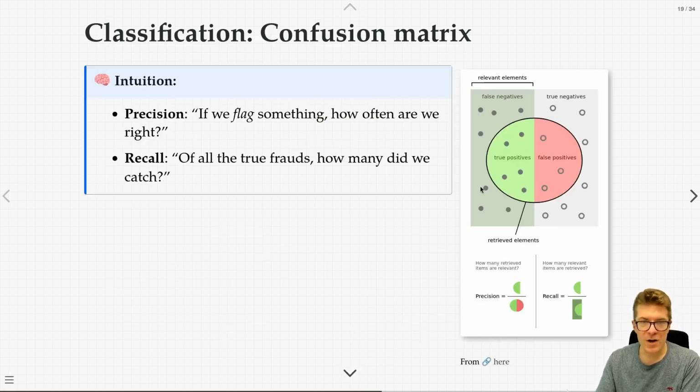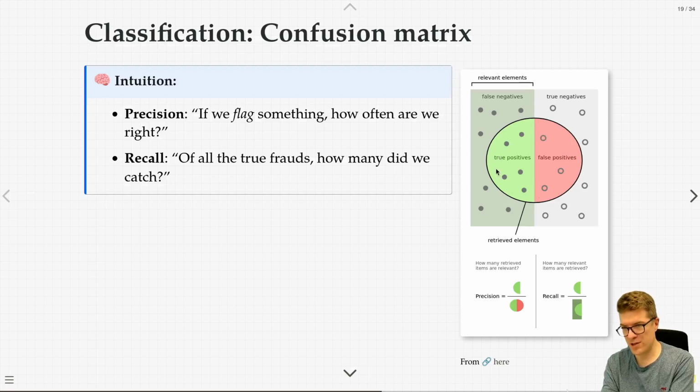So what should our intuition be? This is a nice way of thinking about things. This comes just from Wikipedia, but it's a really nice visualization. Precision basically means if we flag something, how often are we correct? And recall means of all the things we should have flagged, again, I'll fix this fraud to malignancy, how many did we catch? Okay, so precision basically looks at this circle. The circle says, these are all the things that I said were true or positive. How many of them were actually positive?